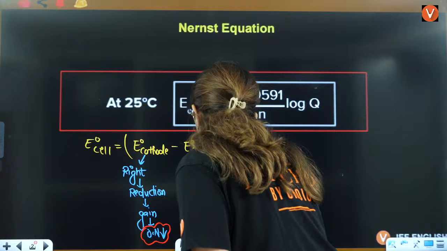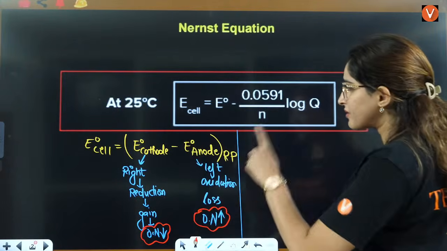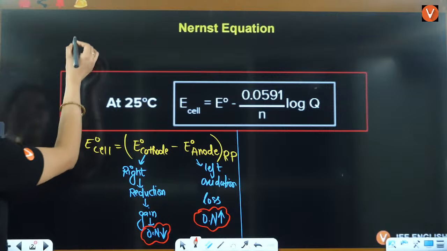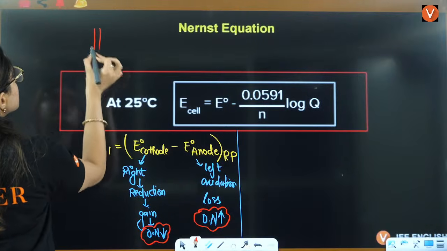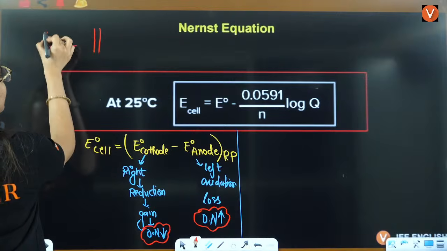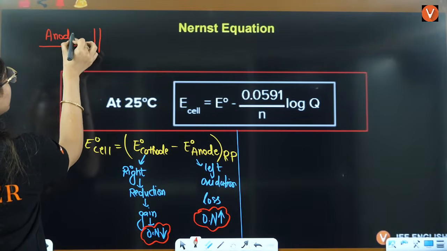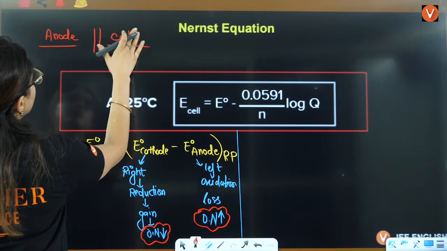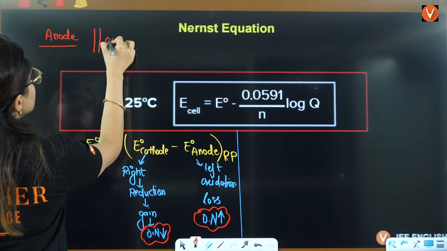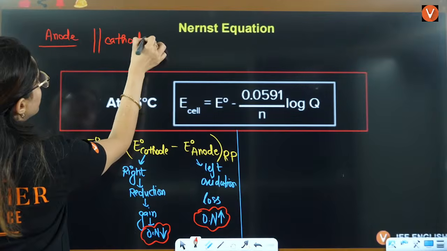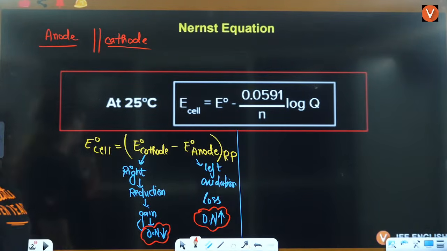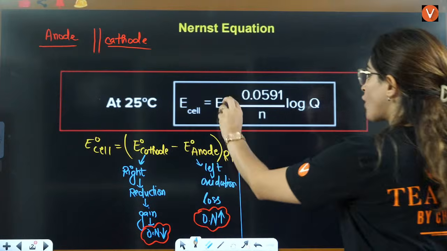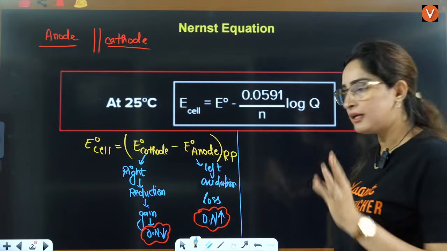Here the oxidation number increases. Now, if a cell representation is given to you, this is a salt bridge, and this side will always be the anode side. This side is always going to be the cathode side. Always and always this will happen. Now, that was your E naught cell.